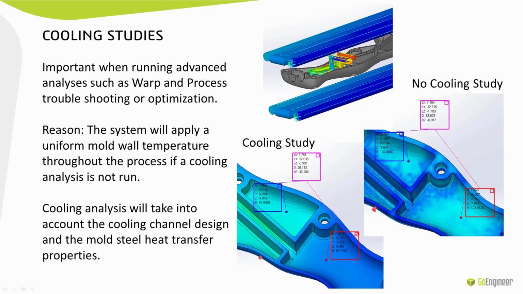And the cooling analysis will take into account the cooling channel design and the mold heat transfer properties. If we look at the cooling study that I've got set up, those same areas, one of them is at 91 degrees and the other is at 55 degrees. The area at 55 degrees, if we look at our top image, has a conformal cooling channel in that area set at a different temperature than the rest of the mold. So you're able to control temperatures in different areas. You can set different flow rates and everything within your cooling channels as well.